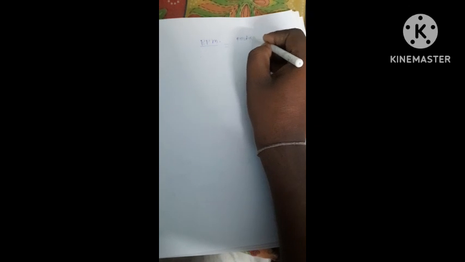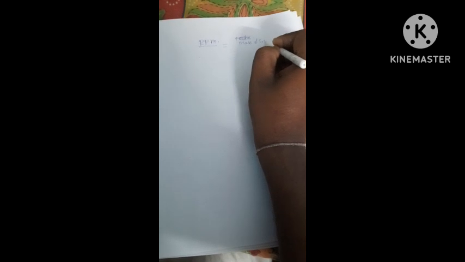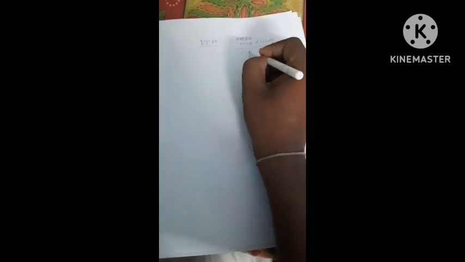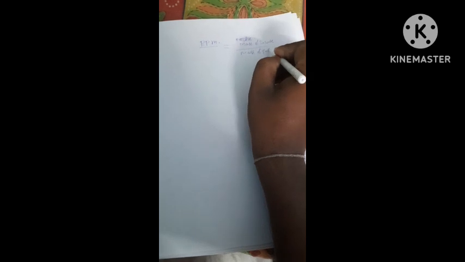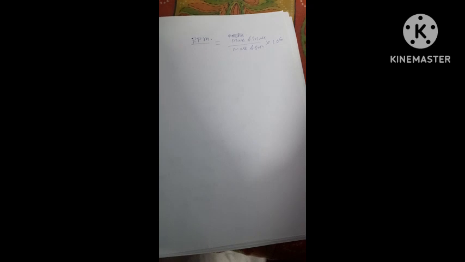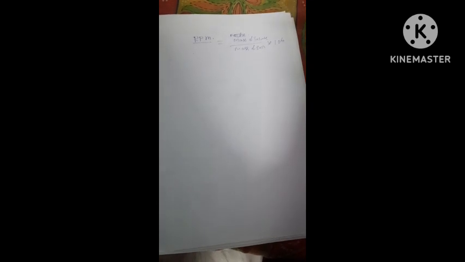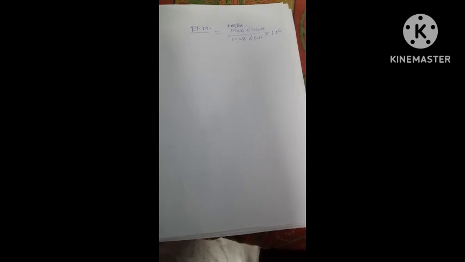So parts per million, ppm, can be calculated by this formula: parts of solute, or in the form of mass, mass of solute divided by mass of solution into 10 to the power 6, that is 1 million, 10 to the power 6. So generally this is used where a trace amount of solute is present. So I hope that all of you have understood the concentration term.